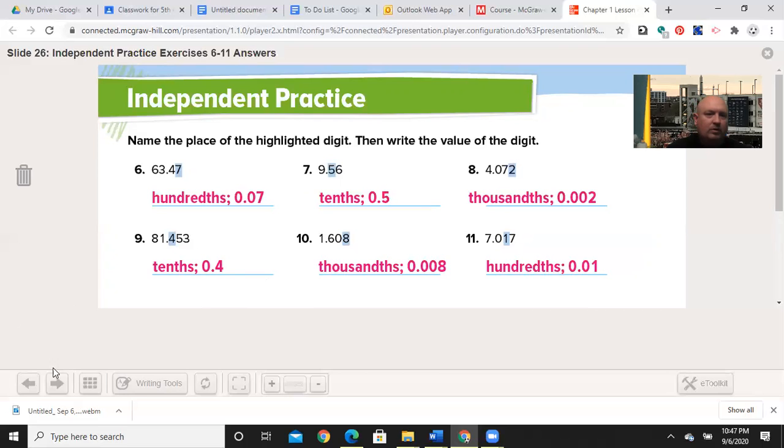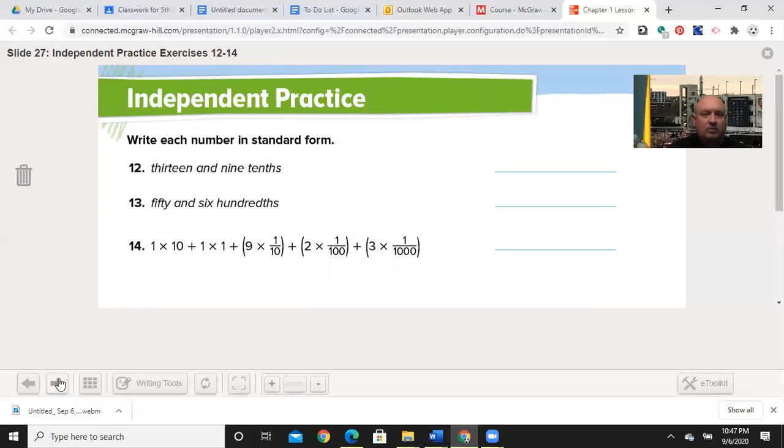Let's do some more. I'm going to go ahead and pop the screen here, write each one in standard form, so write it as a regular number. In a moment, I want you to pause the video, do this, and then come back and join me. You may pause the video now. Welcome back. Let's see what we got here. 13 and 9/10, 13.9. 50 and 6 hundredths, so it should be 50.06. And then I have 1.923. 1 and 923 thousandths.